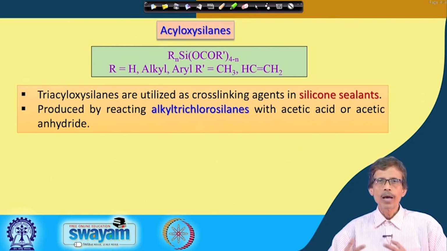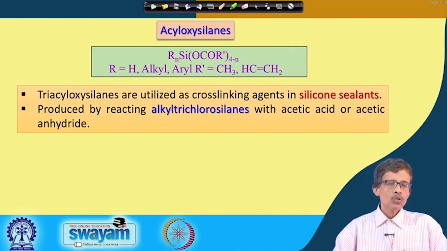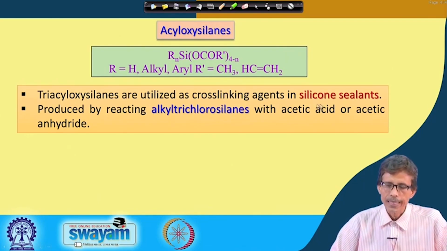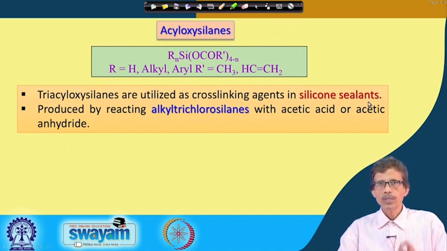That means whenever you have the 3 groups attached to it and you can modify further, you can get the cross-link product, and which will be a 3-dimensional different types of network built upon your silicon as well as the acyl oxy function. So, is utilized as cross-linking agents in silicon sealants. You see, we are talking about oil, we are talking about rubber, and we are talking about resin.